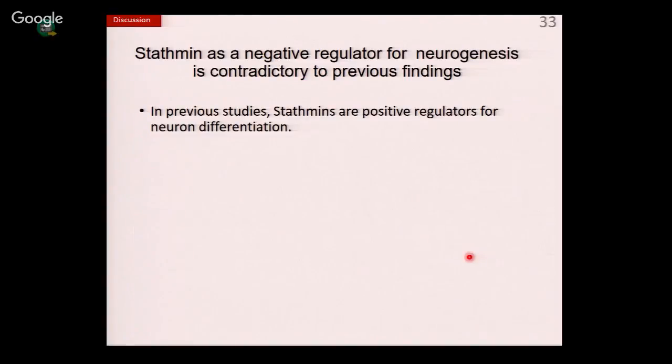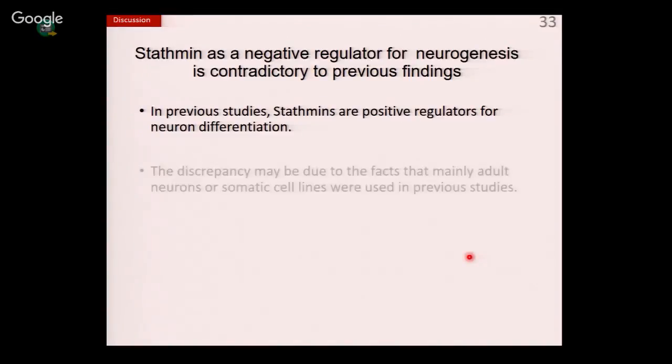In those studies, STEM4 is expressed consistently at a high level during differentiation in multiple neuroblastoma cell lines, in spite of all described evidence disclosing the vital role of STEM4 as a neural differentiation activator. The authors assert that STEM4 has a previously undescribed role as a neurogenesis blocker in the developing zebrafish dorsal midbrain. And the discrepancy may be due to the fact that mainly adult neurons or somatic cell lines were used in previous studies. Those cells are derived from terminally differentiated cells.